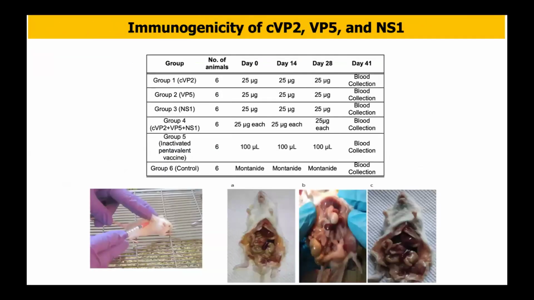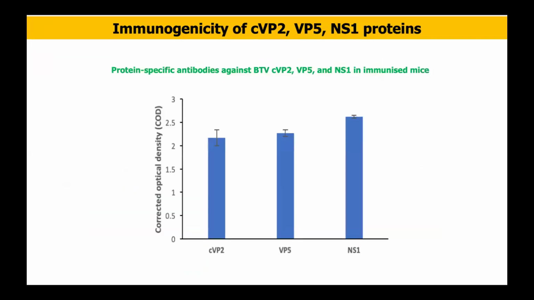And then first we checked the antibody production in mice. We immunized mice with these proteins, collected blood at time points, and then checked whether antibodies are being generated with these proteins or not. And they are being generated. As you can see, VP2, VP5, and NS1 have all produced very good antibodies against these proteins.